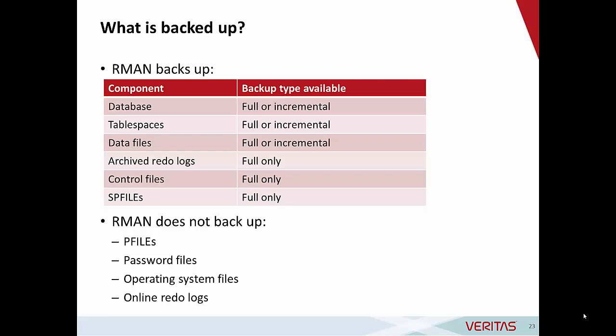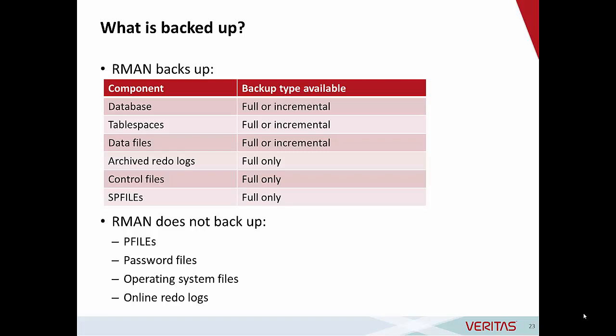This slide highlights what is backed up in different types of Oracle backups. Full or incremental backups back up the database, the table spaces, and the data files. Archived redo logs are backed up by full backups only. Control file backups, also always a full backup. And SP files, the newer type of parameter file, are captured in full backups only. Note that RMAN backups do not back up the older P file type parameter files, or password files, or any other operating system files that are critical on that server, nor do they attempt to back up online redo logs.